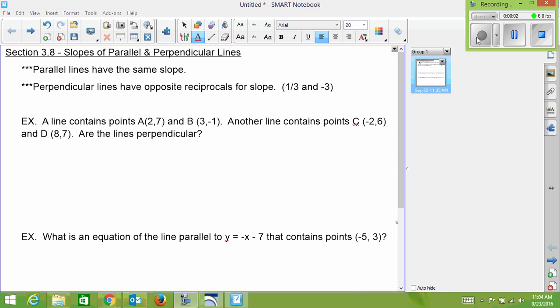Hello and welcome to section 3.8, which is on slopes of parallel and perpendicular lines.